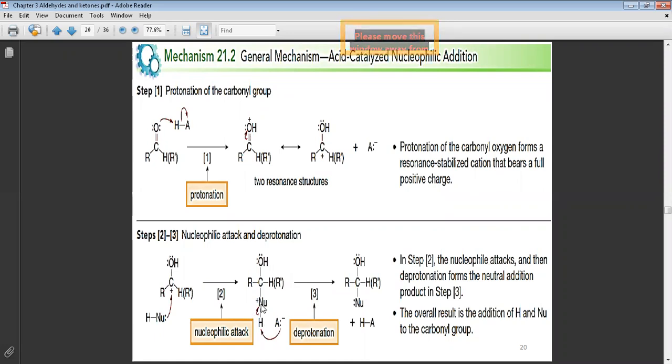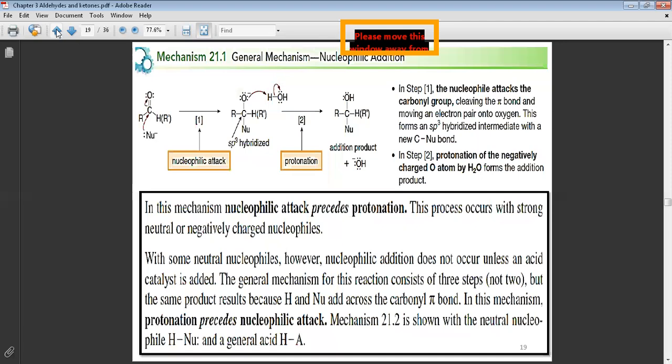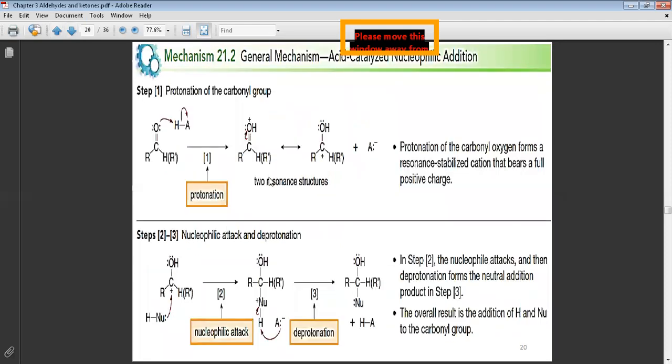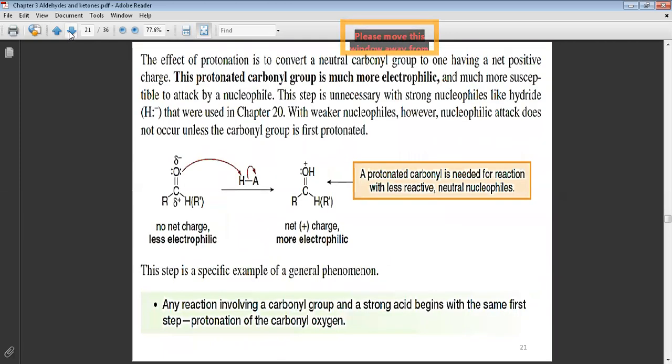For the substituted group, protonation and then nucleophilic attack. But if you use a strong nucleophile, it will be nucleophilic attack and then protonation. Be careful about this. That means we have two possible mechanisms. The first mechanism, I will go back, is the mechanism if you use a strong nucleophile. This other mechanism is if you use a weak nucleophile.